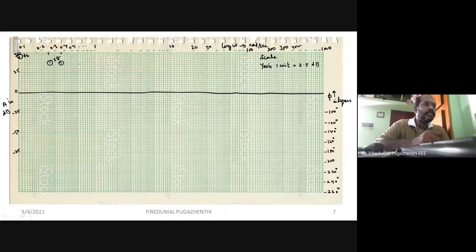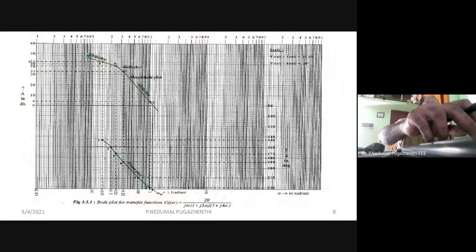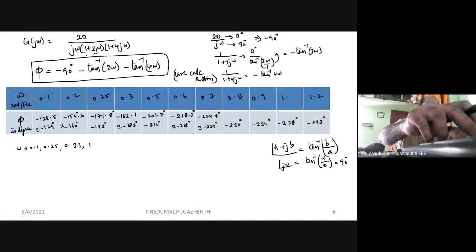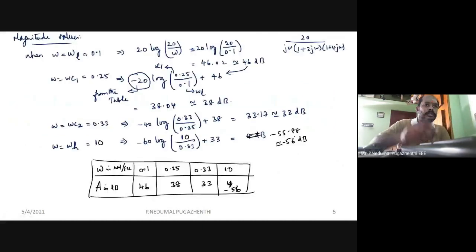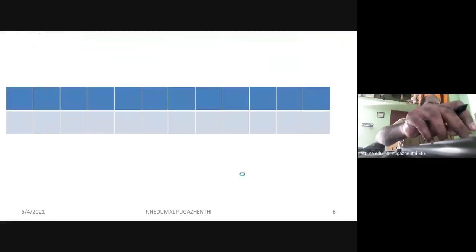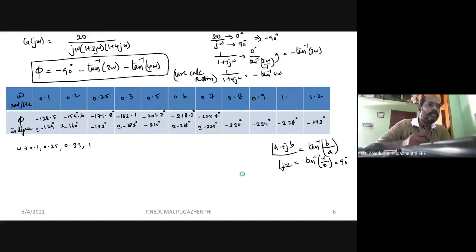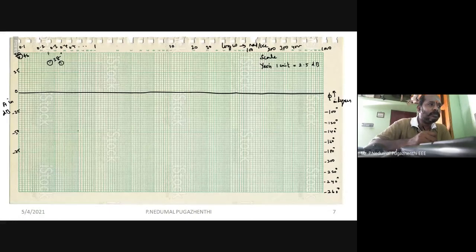Then what is my fourth value? My fourth value is at 10, it is minus 56. At 10 it is minus 56. Okay. Let me try that. At 10 it is minus 50. At 10 here it is minus 56. Okay. So 52.5, 55, 56 will be here.